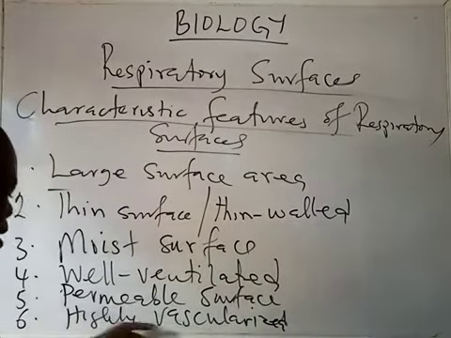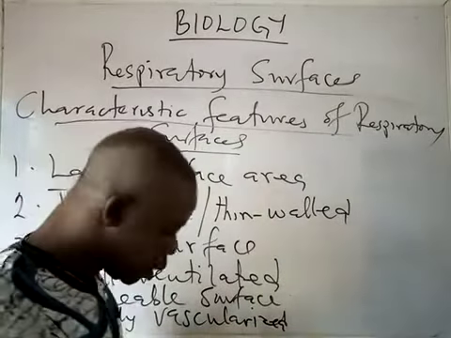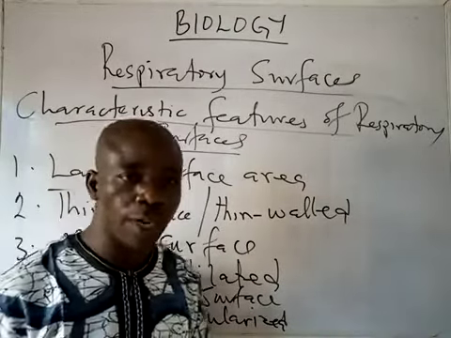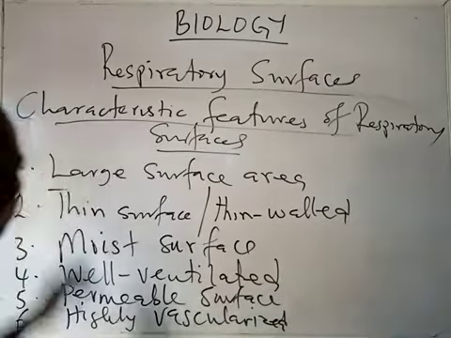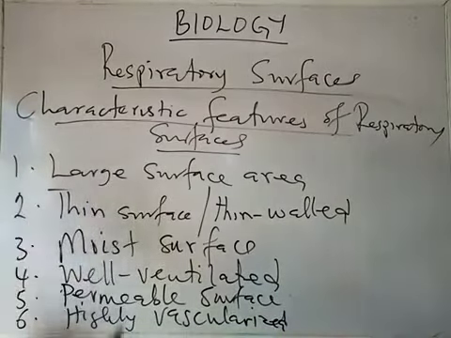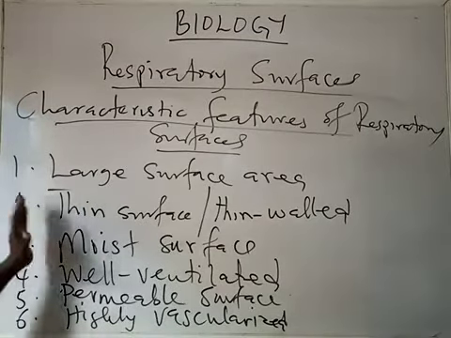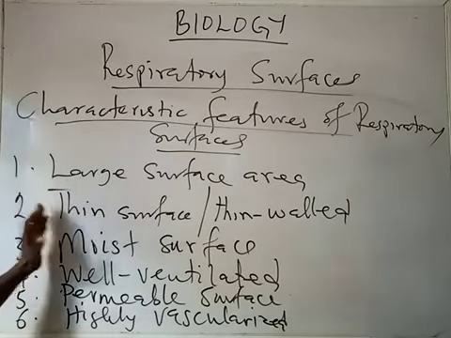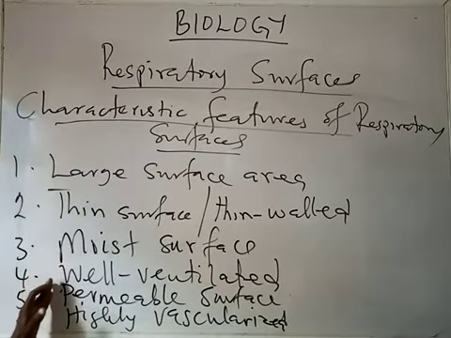And what do we mean by being highly vascularized? They have a rich supply of blood capillaries and are very close to the organism's circulatory system. So these are the major features or characteristics of respiratory surfaces. They have large surface area, they are thin walled, they are usually moist, usually well ventilated, permeable to the gases, and highly vascularized.